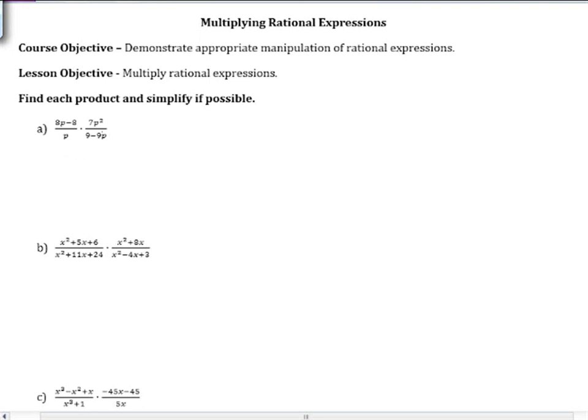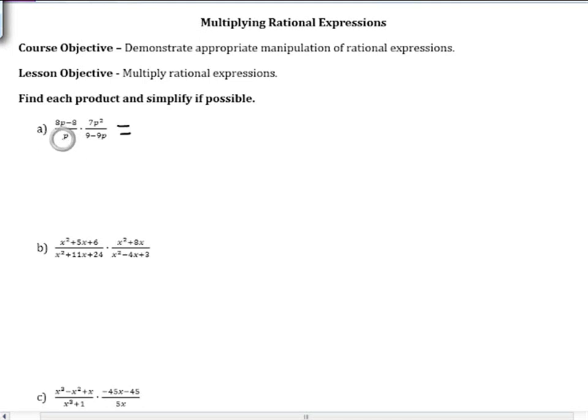So we want to make sure that we factor everything that we can factor first, then we'll do our simplifying, and then at the end we'll multiply. And just like with regular fractions, we multiply straight across the numerators and straight across the denominators. Our first example, A, is 8p minus 8 over p times 7p squared over 9 minus 9p.